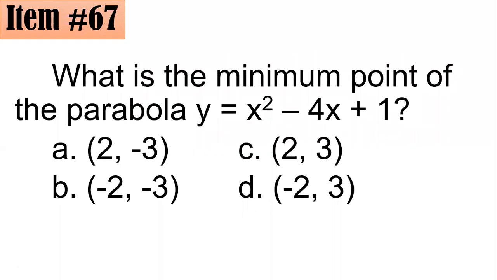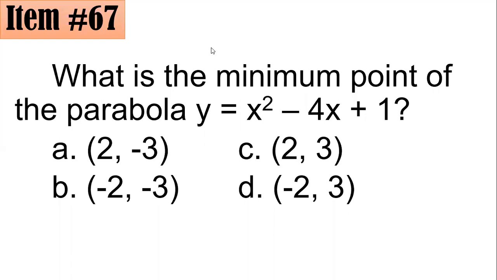67. What is the minimum point of the parabola y equals x squared minus 4x plus 1? Did you go for A, B, C, or D? Sir Kim said A. Same with CBRC head. Oh, si Sir Freddy, sana all. Si Sir iPhone, si Sir Marvin, si Ma'am Algin.